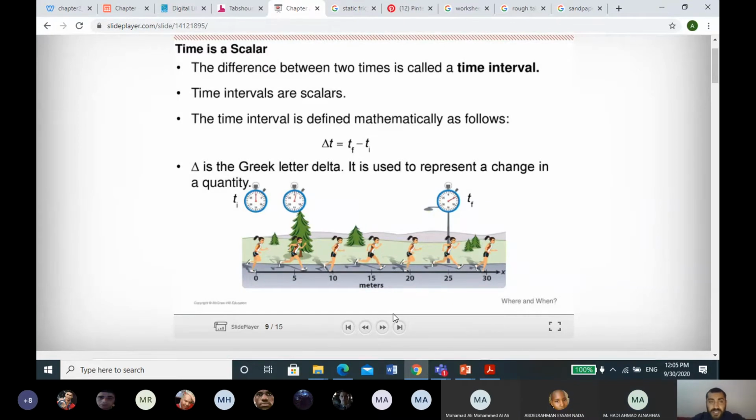So I will repeat from here. First of all, it's okay for you that time is a scalar, because we cannot say time and put for it a direction. There is no direction to time. So time is a scalar, guys. But when we want to talk about the difference between two times, for example, attending and leaving the class, that is an interval of time.